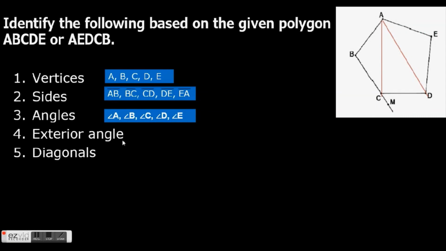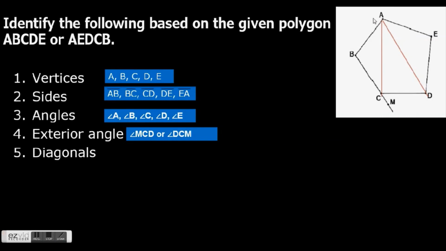Okay. How about the exterior angle? Okay. So, for this figure, we have the angle MCD or angle DCM. Same lang yung mga yon. Okay? So, yan lang yung exterior angle for this figure. Hindi pwedeng angle MDC or angle DMC. Okay? Mali yun. Or CDM. Okay, so ito lang yung pwede. Kasi kung ano yung vertex ng angle, dapat yun yung nasa gitna.